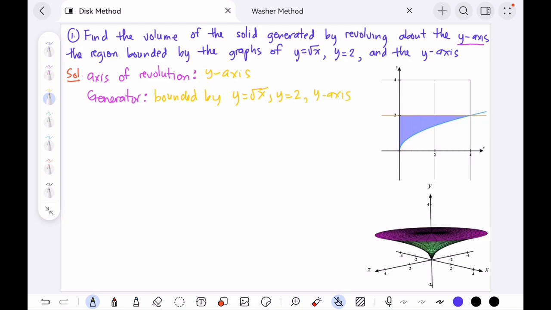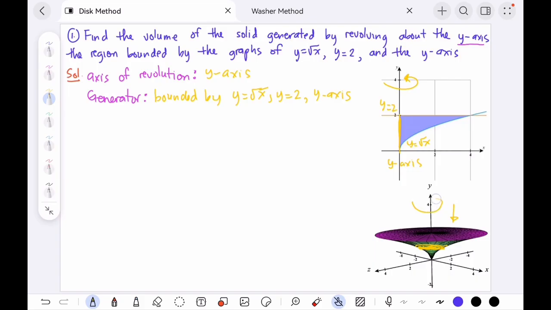Actually, you can see that on the right-hand side of the screen, bounded by y equal to square root of x, and this line y equal to 2, and this line here, the y-axis. So now, if we revolve this about the y-axis, we get this solid of revolution. Now, if we cut a slice perpendicular to the axis of revolution, we get a disk. So we use the disk method.